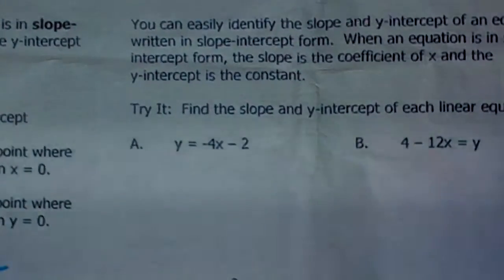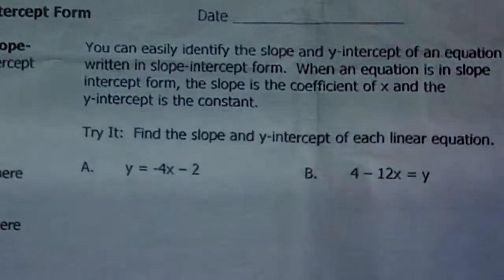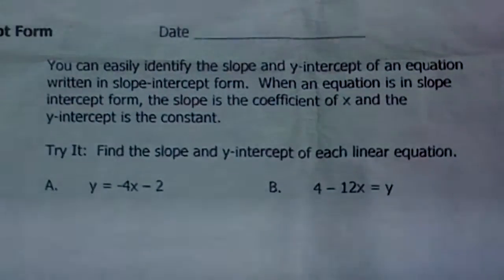You can easily identify the slope and y-intercept of an equation that is written in slope-intercept form. When an equation is in slope-intercept form, the slope is the coefficient. There's that word again. That's never going away.